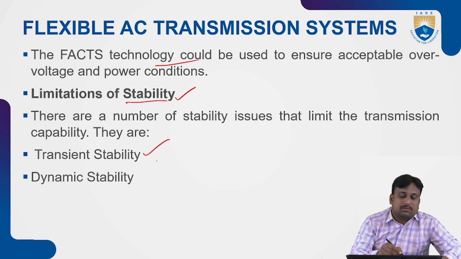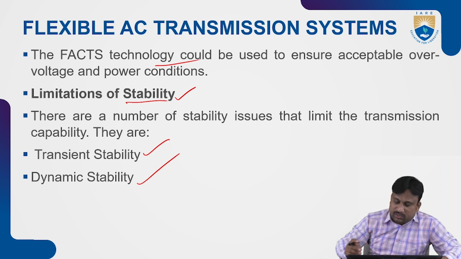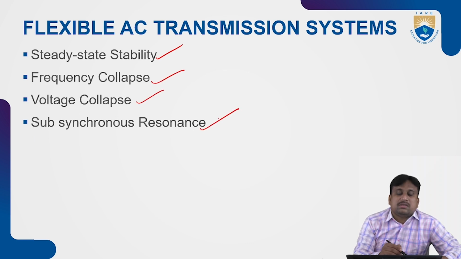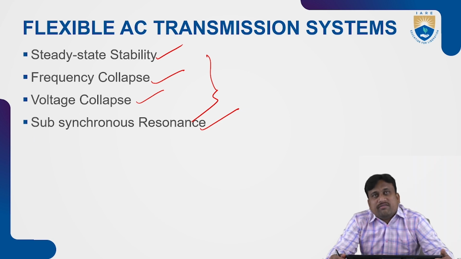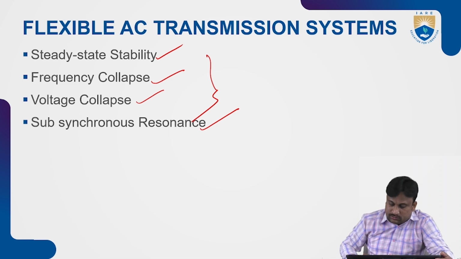They are transient stability and dynamic stability. Like that, we will introduce various stability factors to make sure about the limitations of these conditions. Steady state stability also has to be involved. Frequency collapse we can see, voltage collapse, subsynchronous resonance. All these are forms that affect the performance of the whole power system network when it is operating under transmission conditions.